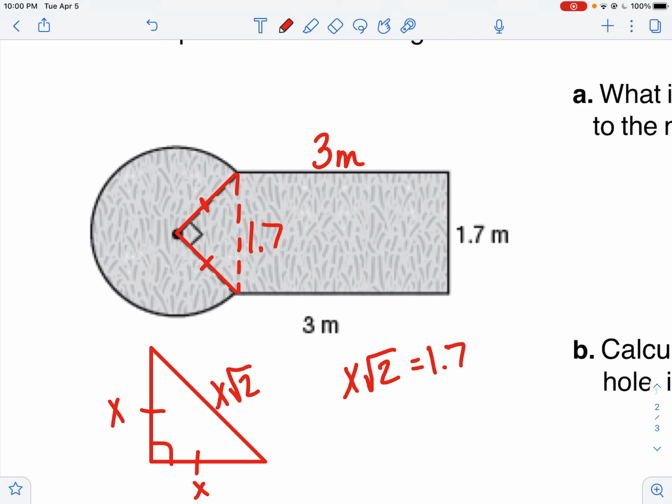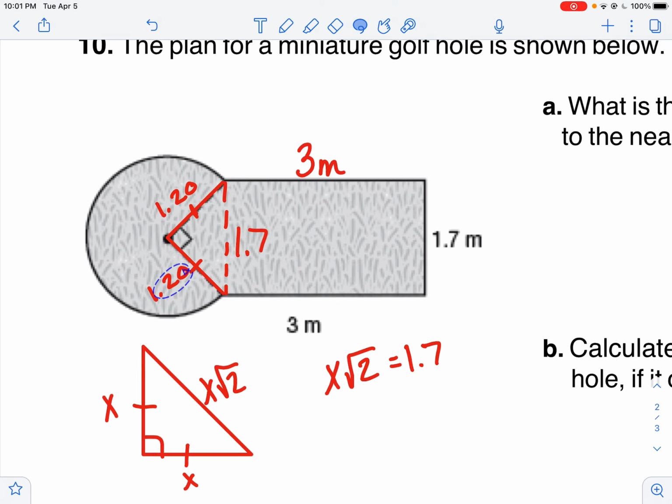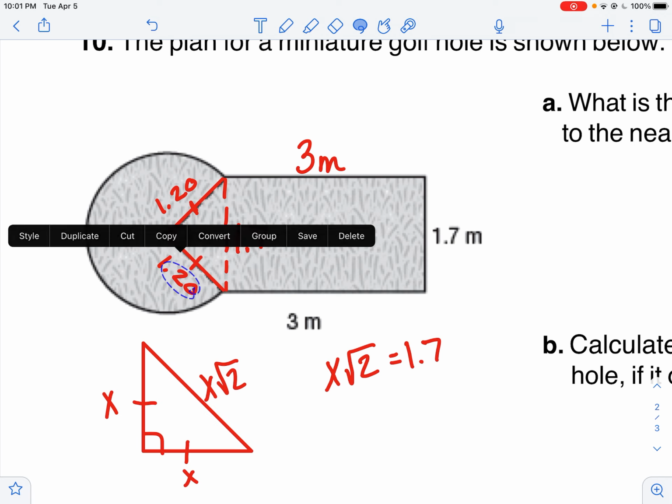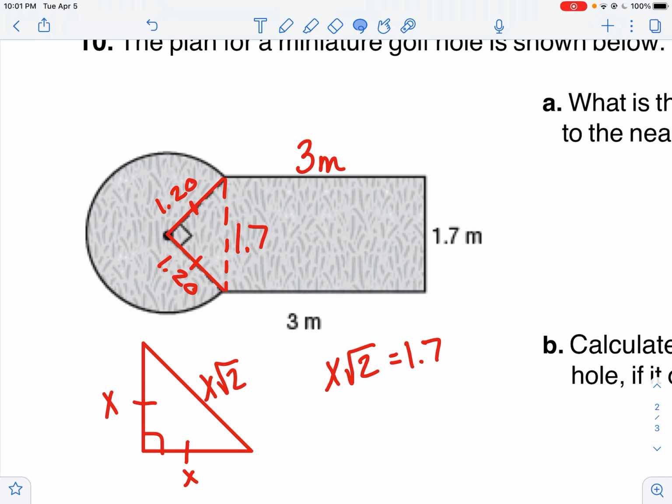So if I wanted to find x, what I would have to do is take 1.7 and divide both sides by the square root of 2. So my radius length would be 1.7 over root 2, or 1.7 root 2 over 2, which would be somewhere around 1.20. And this would also be about, let me just duplicate that, and then I'll swerve that around. So I got 1.20, 1.20. So the base and the height are both 1.20.